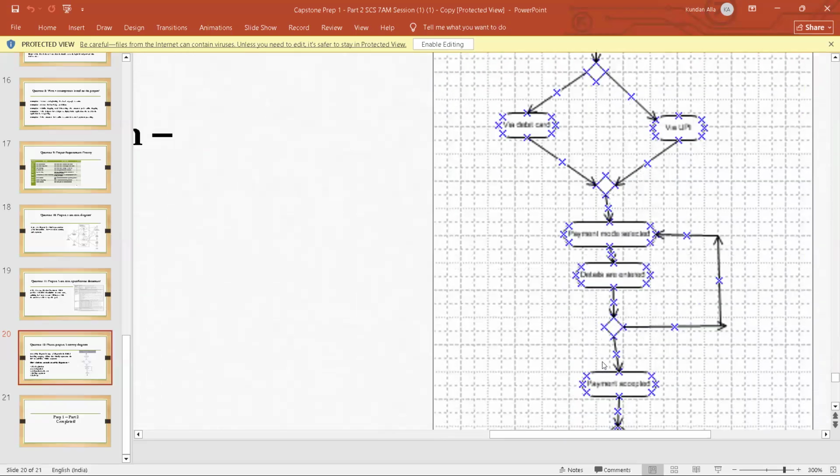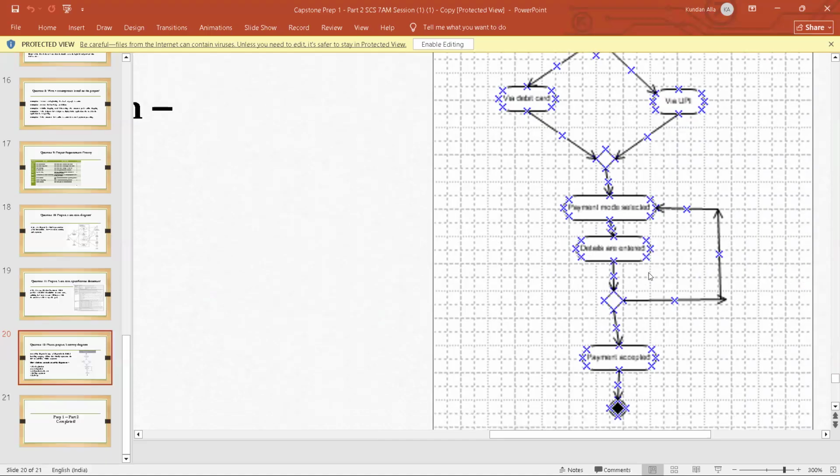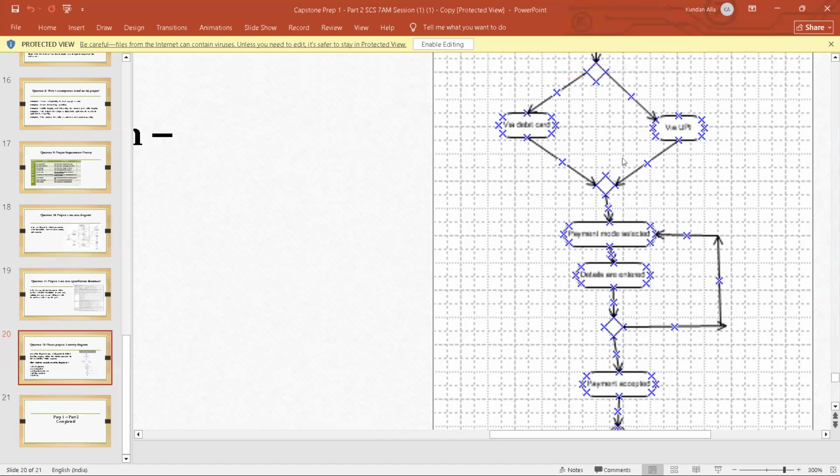After that, payment is done. Filling in all the details, if all the details are correct, then the payment is accepted and the payment will be done. If not, it will redirect to the details page again. So this is the decision box, because you have two conditions. This is the decision box and this is branch and merge.